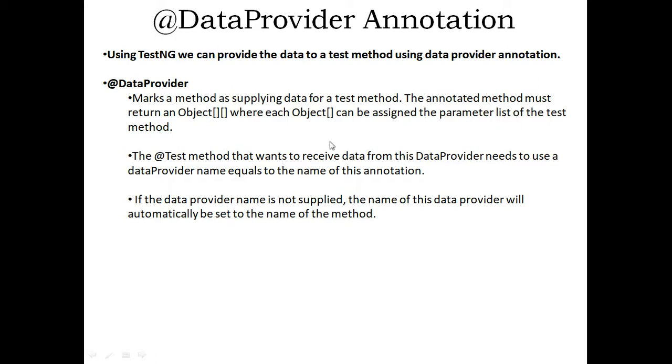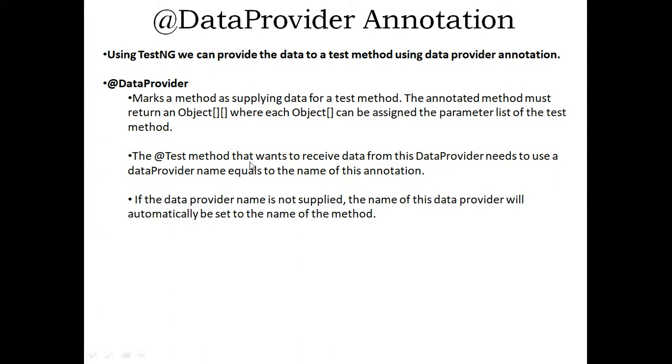So that means whatever the method which has got a data provider annotation, that must return a two-dimensional array of object. Whatever the number of object arrays which this data provider returns, the same number of parameter lists should be provided in the test method. So this will be very clear when I use an example.